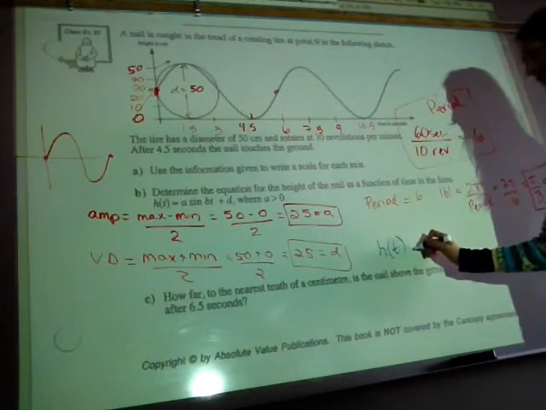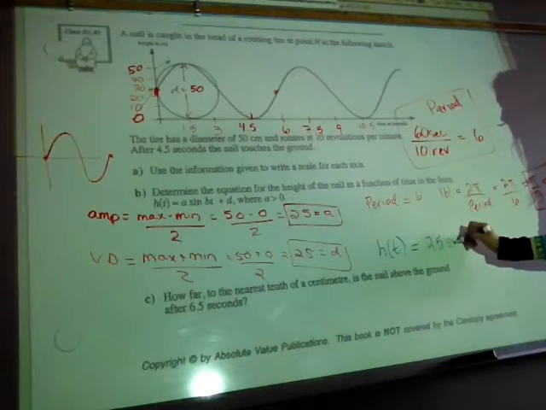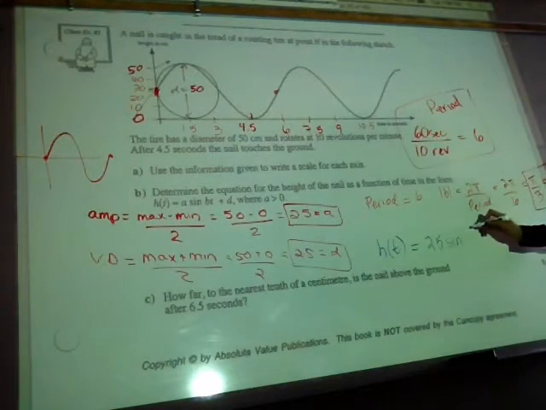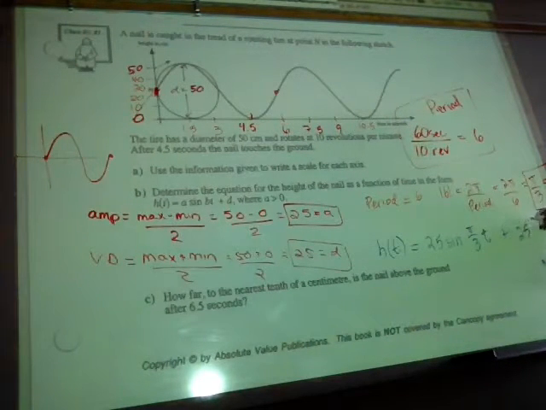So height as a function of time equals our amp, 25, times sine, times our B value, which is pi over 3, times T, plus our displacement, 25.